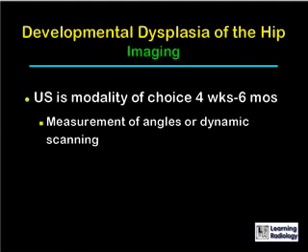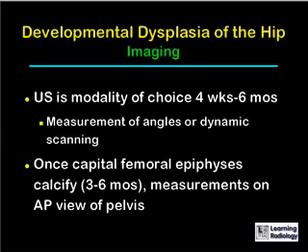Imaging: ultrasound is the modality of choice in infants between about 4 weeks and 6 months of age. There are angles that can be measured using ultrasound, including the alpha angle, or the ultrasound can be done using dynamic scanning. Ultrasound is generally used before ossification of the secondary ossification center of the capital femoral epiphysis. Once the capital femoral epiphyses have ossified or calcified at about 3 to 6 months of age, measurements can be made more accurately on an AP view of the pelvis using conventional radiography.